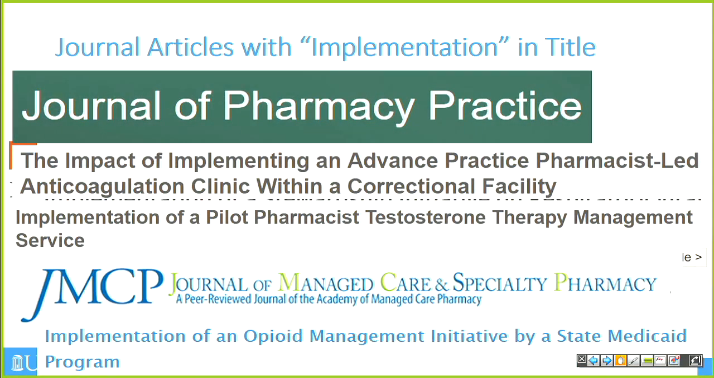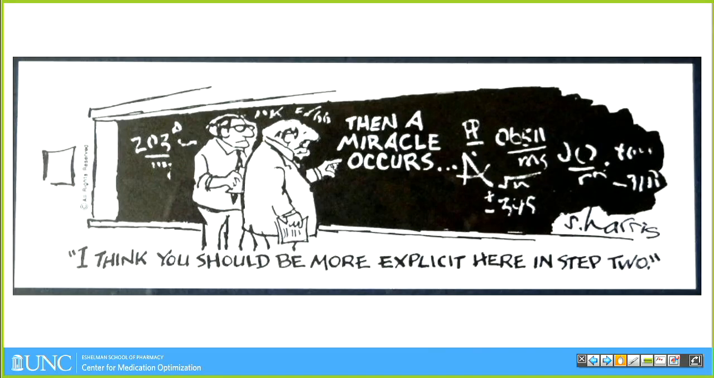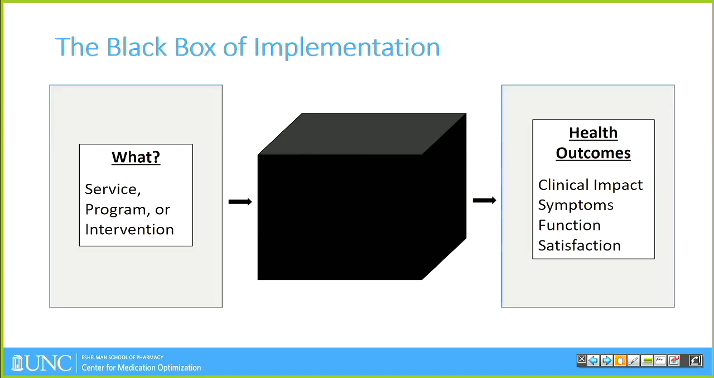But I'm sitting there, and while these are great articles that show the impact of pharmacy services and the clinical impact for the patients, sometimes I'm left scratching my head and saying, but what was the magic or the miracle that occurred to get you from the service to the outcomes? And how can we describe that better so that I, when working with partners in practice, can describe that implementation process well enough for those who want to replicate and scale this service that found great impact and results? We call that in implementation science the black box of implementation.